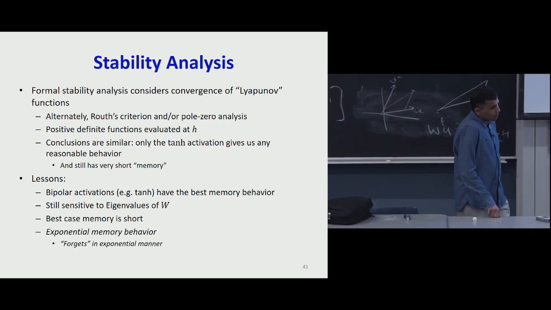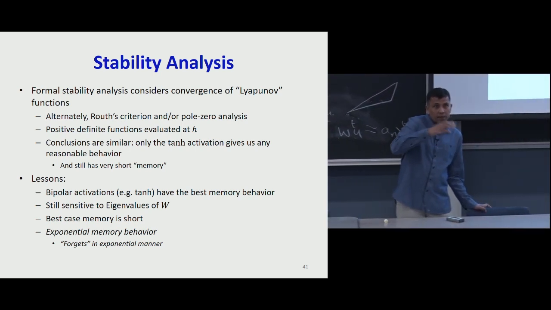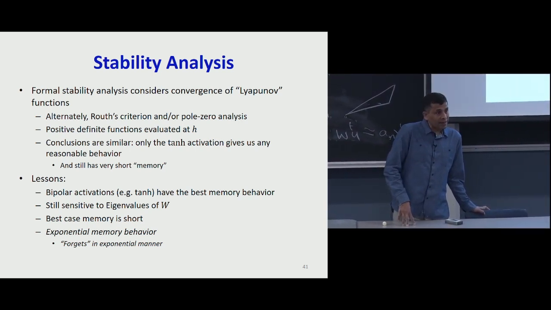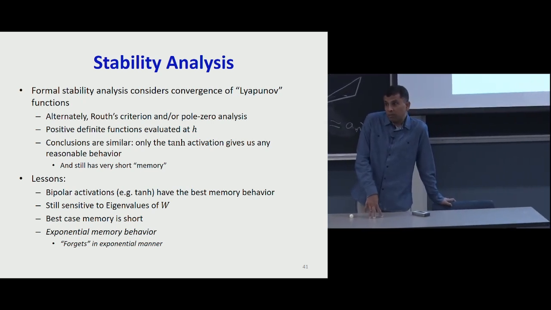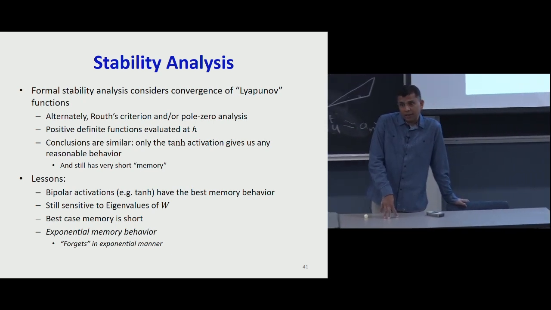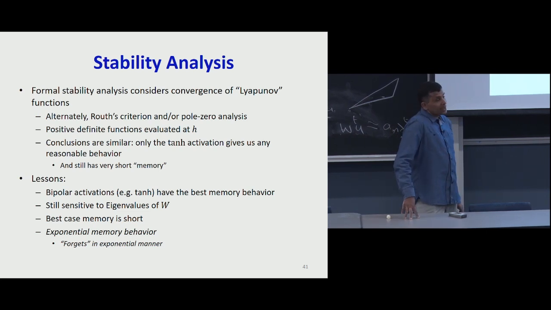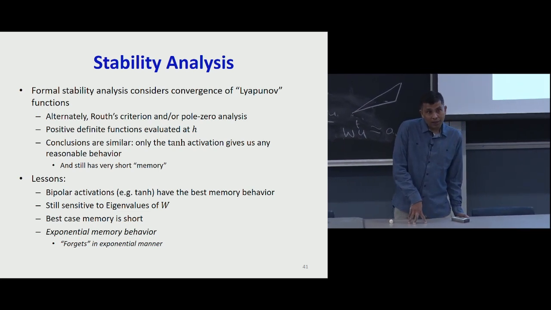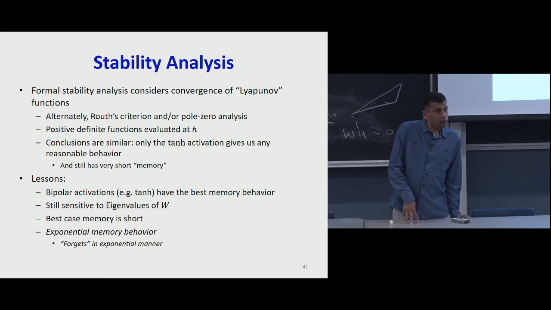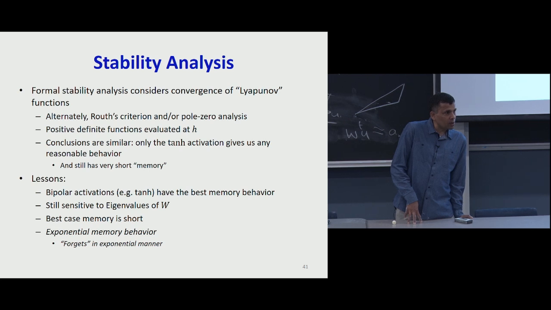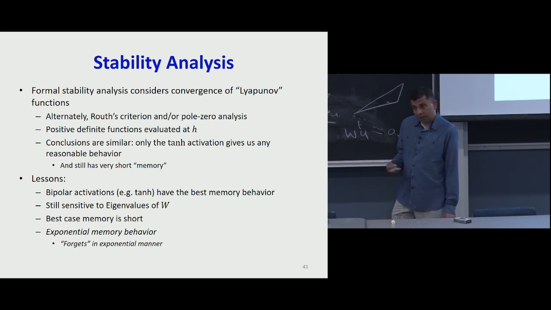In general, bipolar activations, which can take both positive and negative values like tanh, have a better memory behavior than unipolar activations like sigmoid or the ReLU. But in all cases, the best case memory is short and things are forgotten exponentially fast. Eventually the response stabilizes to some value which doesn't depend so much on the input but more on the weights matrix. Now is that really the response you want?